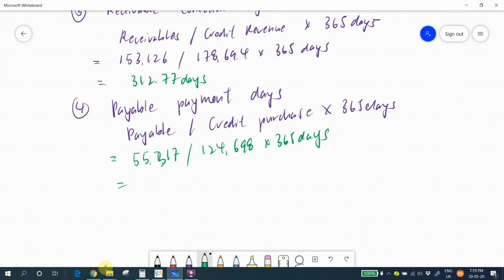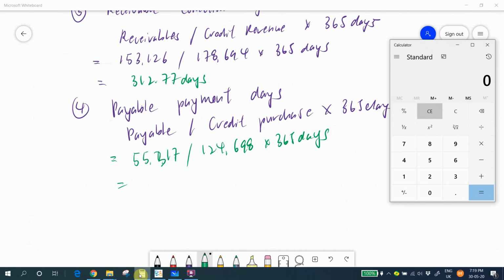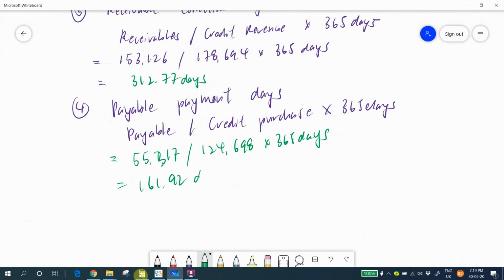Calculator. 55317 divided by 124698 times 365. So we get 161.92 days. It means that from the purchase from the payable, the company spent 162 days around there to make the payment to their supplier. And last one in your liquidity and working capital management will be your inventory turnover days.